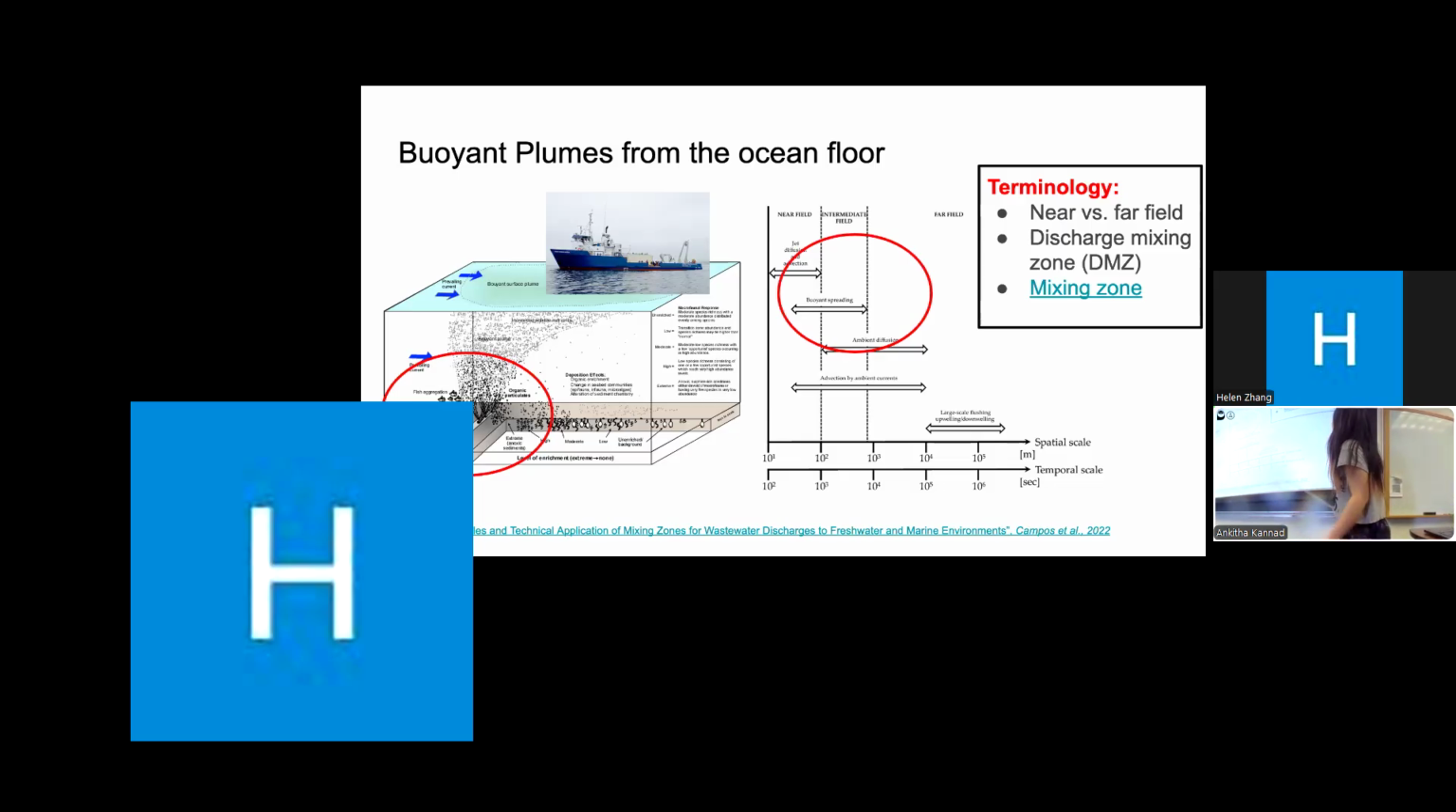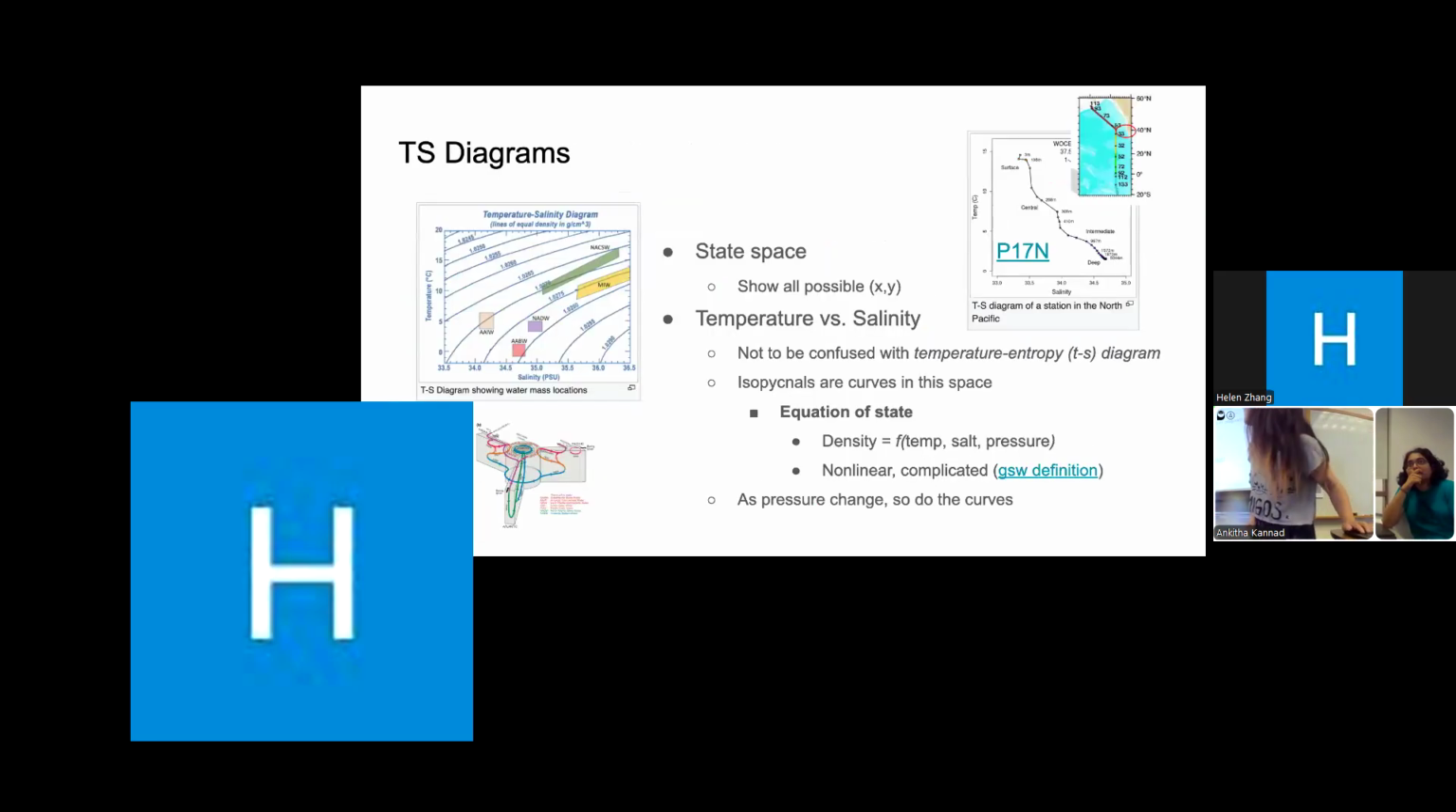There's a near field. Here's some terminology for these things. So near versus far field. This very close region is called the discharge mixing zone, or sometimes you might see initial mixing zone. It's important because that is an EPA definition. Inside of this mixing zone, some of the regulations we have are relaxed because the whole point of this region is for it to mix. Eventually, when you're away from it, that is when a lot of the EPA regulations apply. As a result, it is very important for us to understand what is going on in this region.